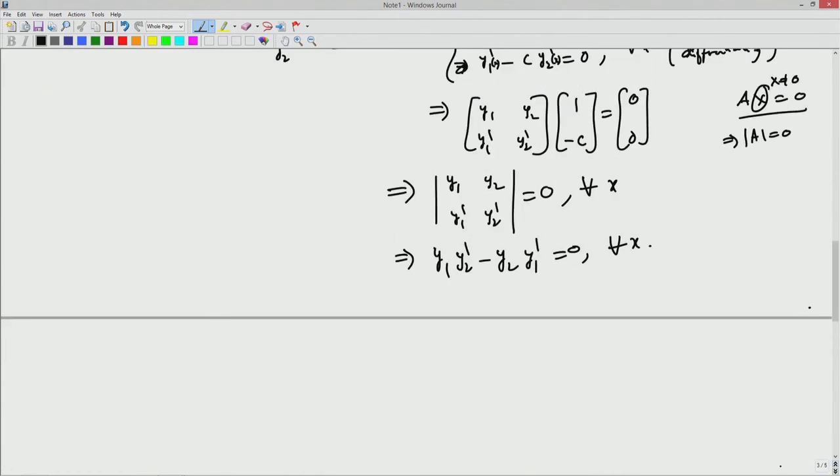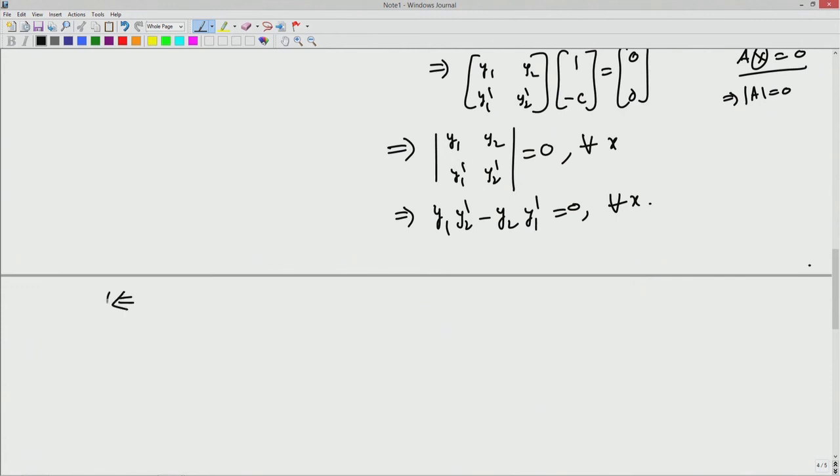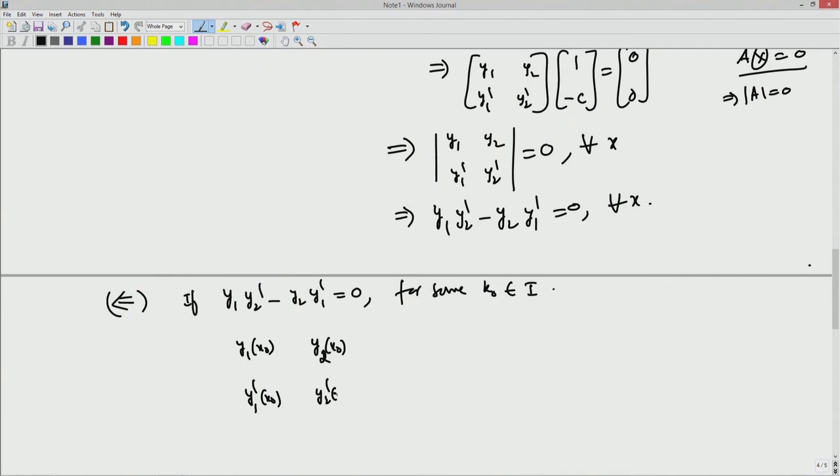Let's prove the other way, that if I assume the condition is true. Assume y1 y2 dash minus y2 y1 dash equal to 0 for some x naught belongs to I. Then I want to show that they are linearly dependent. So you consider the same system, but at those values: y1 at x naught, y2 at x naught, y1 dash at x naught, y2 dash at x naught.